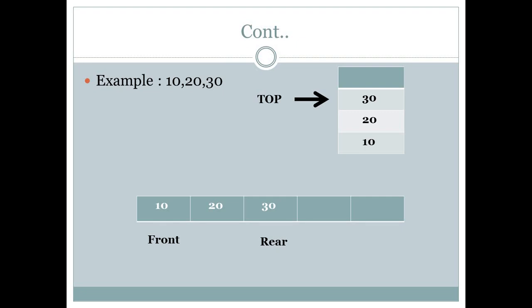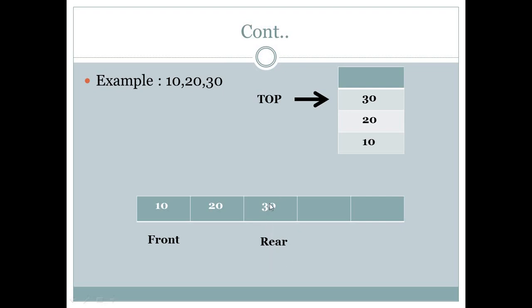If we have data 10, 20 and 30, then this upper side is the stack. In stack we will add this type of data 10, 20, 30. Our top will be at this point. This is the representation of queue. So 10, 20 and 30, our front will be 10 and our rear will be 30.